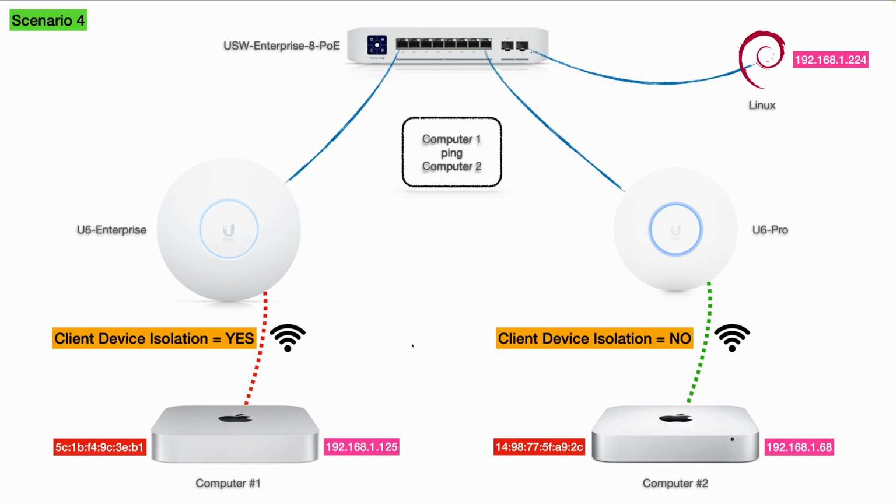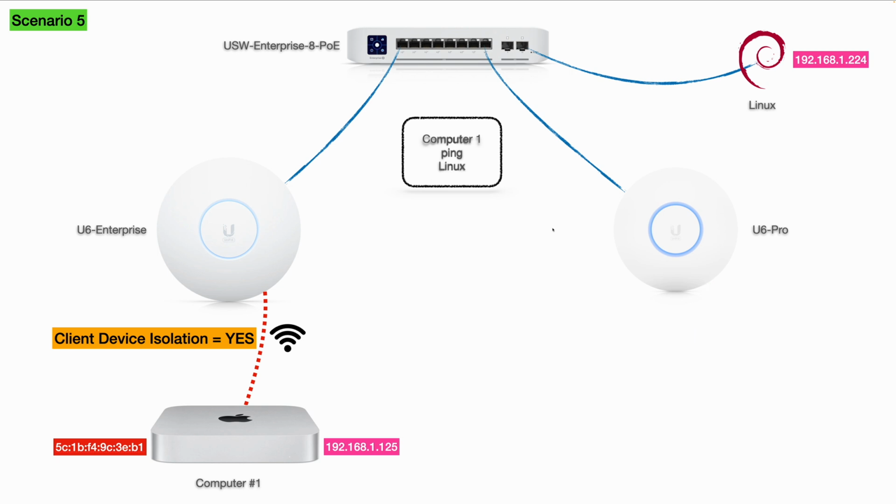And the fourth scenario, what if these two computers are connected to two different access points, whether it will have any difference compared with just one access point. In the last scenario, I'm going to see when you have the client device isolation enabled, whether your computer can connect to a device which is not on Wi-Fi.